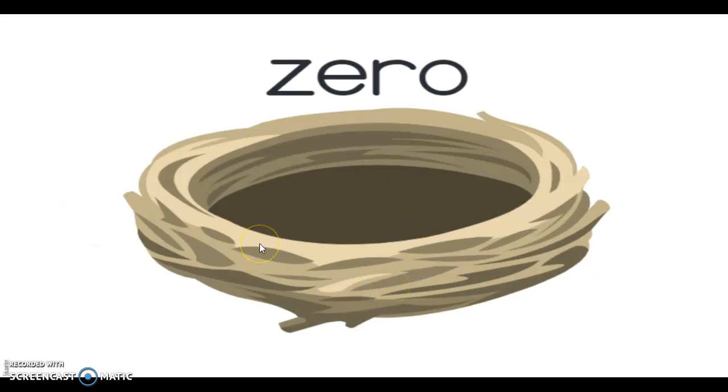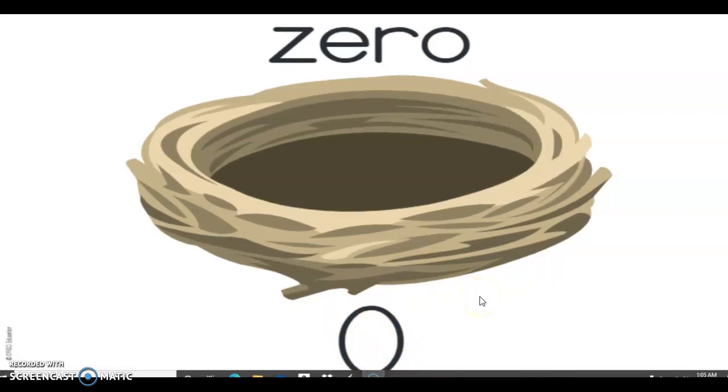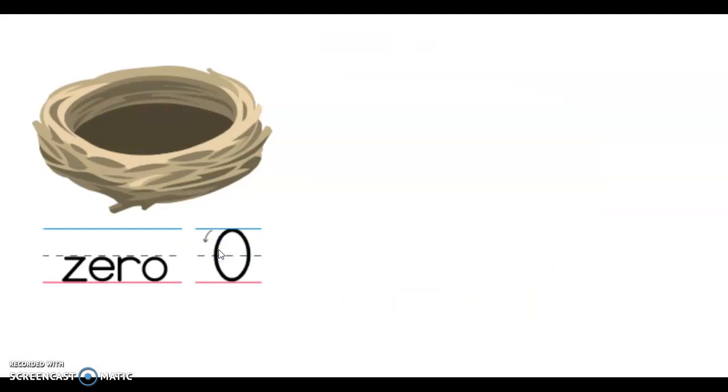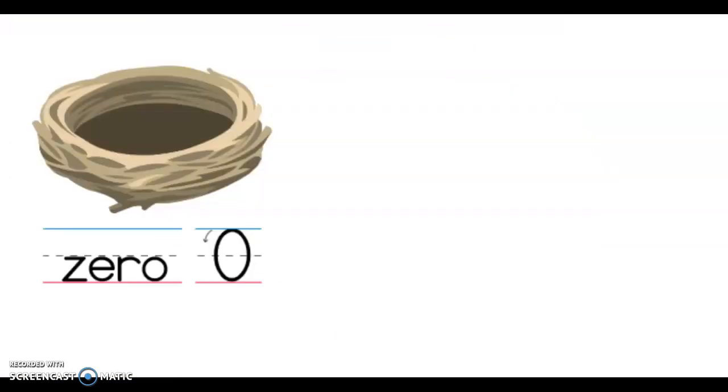This is a picture that represents the number 0. Here is the number word 0. I have a nest. I don't have any eggs in my nest. I have 0 eggs in my nest. Here is the numeral or the digit for the number 0. Here's how you write the number 0.